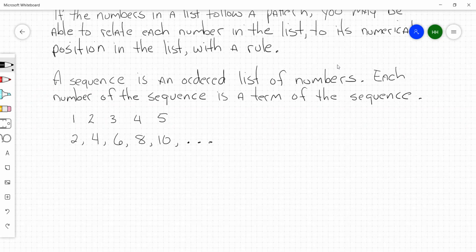All right, and when you're referring to sequences and terms, you use the letter A and you use a subscript. In this case, if we were talking about A sub 5, we're talking about the fifth term in this sequence. So the fifth term in this sequence is 10.